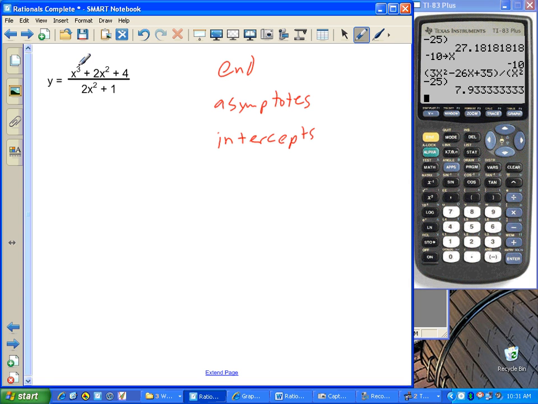So my end behavior, I can see that my power on the top is exactly 1 larger than the power on the bottom. So that means I'm going to have a slant asymptote. Which means my end behavior is approaching infinity, either positive infinity or negative infinity. But that's going to be dictated by the slant asymptote that I find. So let's find our slant asymptote first. In order to do that, we'll use our long division.